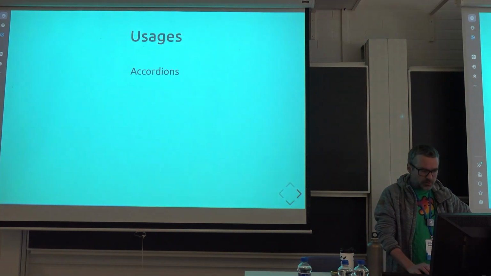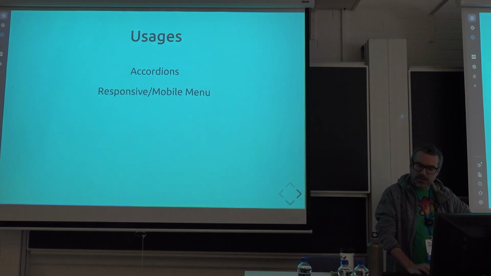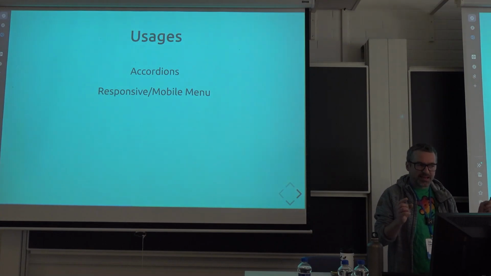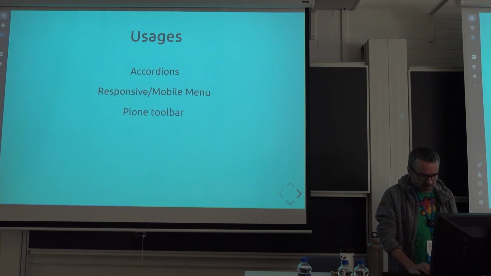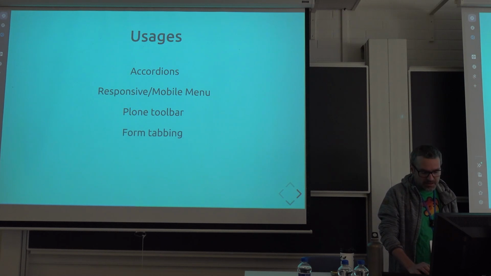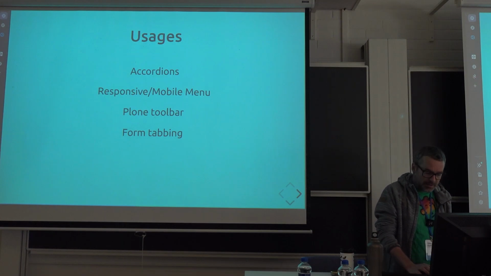Good. And what can you use it for? Accordions, of course. You can also use it for menus. So I was using that for a menu which is expanded for desktop sizes, and is collapsed for a mobile menu. I will show you that in a minute. And for example, it can also be used for the Plone toolbar, which is also just a menu, and for form tabbing. This is a bit of a misuse maybe, but still it could be better than some of the other form tabbing solutions we have.